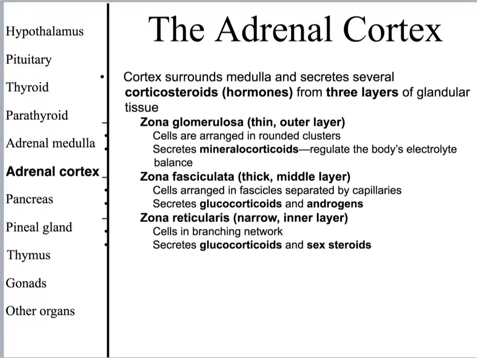The second layer down, the middle layer, is the zona fasciculata. It's thick. It's the thickest of the 3 layers. You have cells that are arranged in long fascicles separated by capillaries. This is where the majority of glucocorticoids are going to be secreted. Also some androgens.